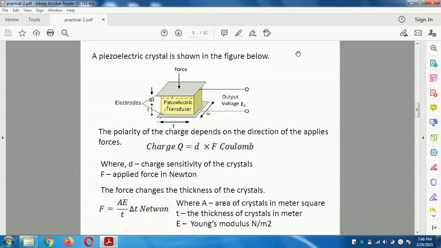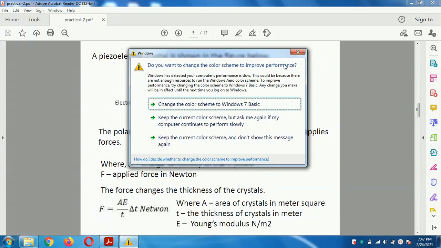The polarity is dependent upon the direction of the force. The charge Q is given by Q = D × F, in coulomb, where D is the charge sensitivity of the crystal and F is the force applied in Newton. The force changes the thickness of the crystal. The formula for the change of thickness is F = AE/T × ΔT Newton, where A is the area of the crystal in square meters, T is the thickness of the crystal in meters, and E is the Young's modulus in Newton per meter square.